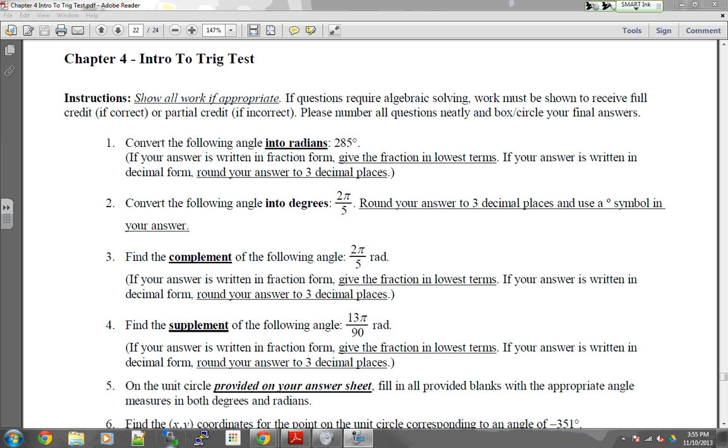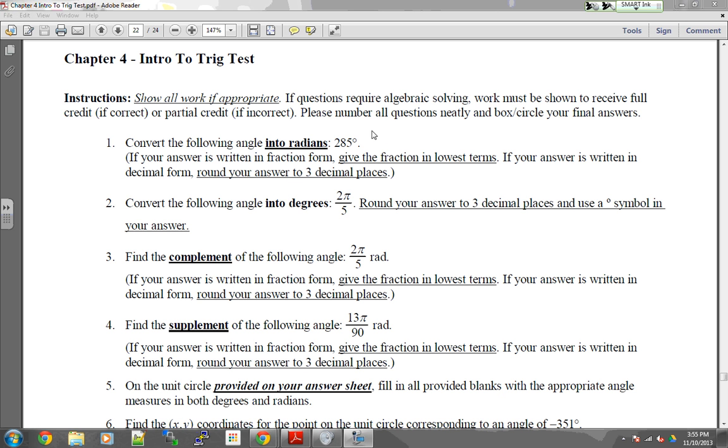So let's get started. Number 1, convert the following angle into radians. It says if your answer is written in fraction form, give the fraction in lowest terms. If decimal form, round to 3 decimal places. I would suggest leaving it in fraction form because it's easiest.